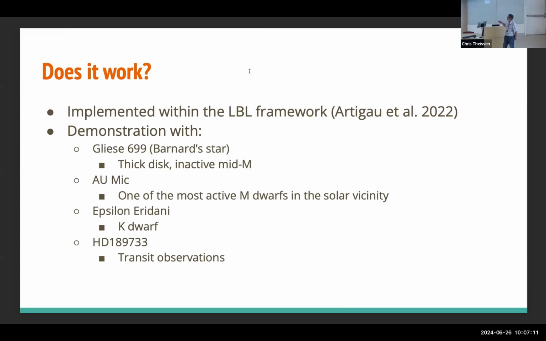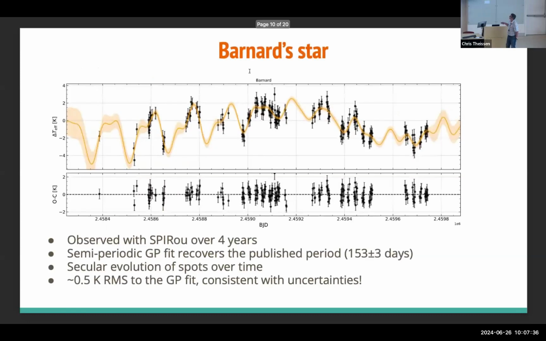So it's a thick disk. It's very inactive, with very modest photometric variability. We picked an activity monster, AU Mic, one of the most active M dwarfs in the solar vicinity. We picked Epsilon Eridani because we found gorgeous sequences with HARPS. I'll show them. And then also HD 189733, where we have a transit observation, and we'll look at time variability of temperature with that.